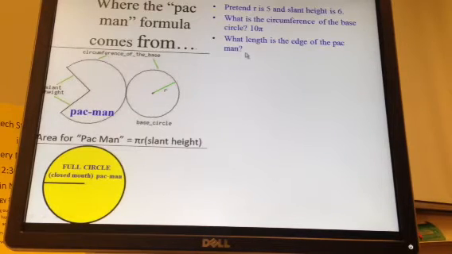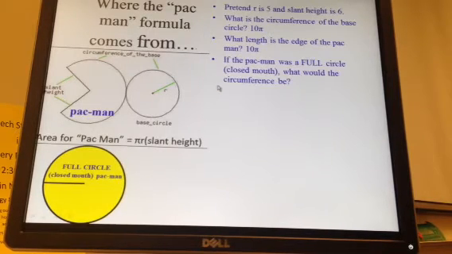And then the next question is, what's the length of the edge of the Pac-Man? So along the edge here, what's that length? Well, it has to be the same. These two things have to fold up. Whatever this is here, this has to meet it exactly in order for this thing to fold up into a cone. So it's the same. It's 10 pi.